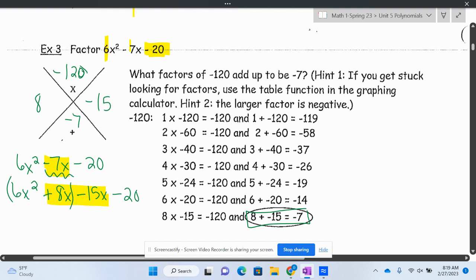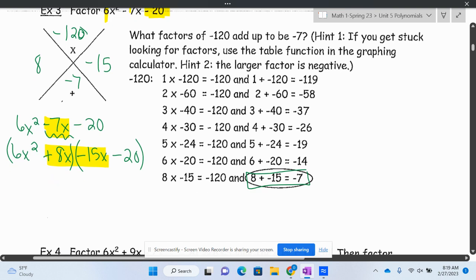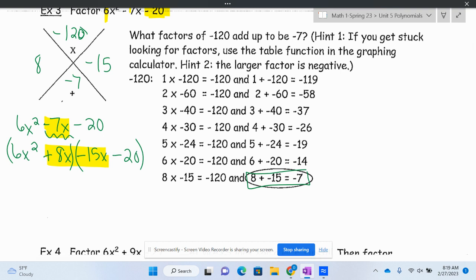So when I factor by grouping, those are my two groupings. So I have 6x squared plus 8x. What is a common factor between 6x squared and 8x? Those are all divisible by 2x. Good job. So I'm going to divide by 2x here. And I'm going to divide by 2x here. That means I have to pull that 2x out front and put a parenthesis. Let's see. 6 divided by 2 is 3. X squared divided by x is x.